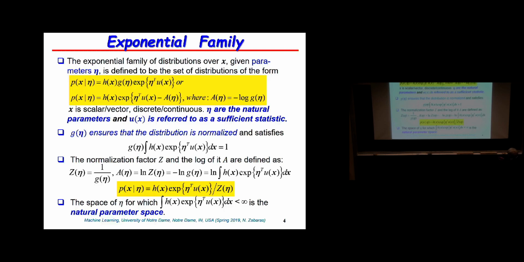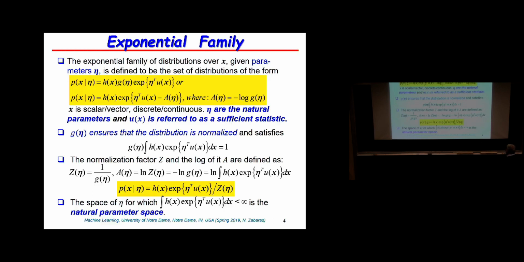Now, you can appreciate that this function g of eta, and by extension a of eta, normalize the distribution. Because if you take an integral of this over the space of x, you get g of eta times the integral of h times this exponential, which has to be equal to 1. So g of eta is the normalization factor of this distribution. The normalization factor z, you can write explicitly as 1 over g. And using the definition of a being minus log of g, you can see a is log of z.